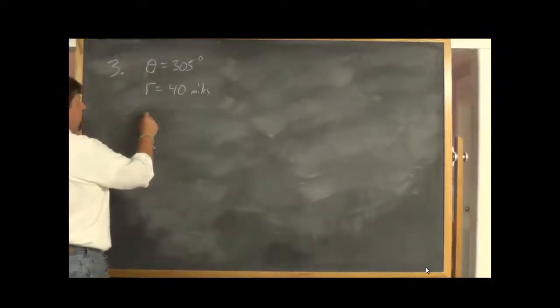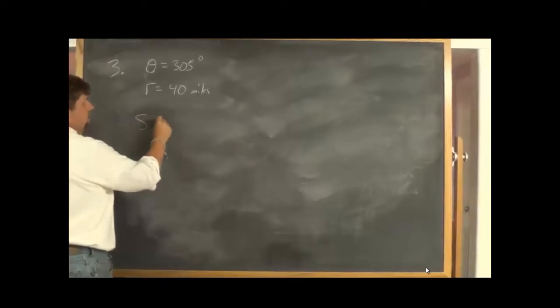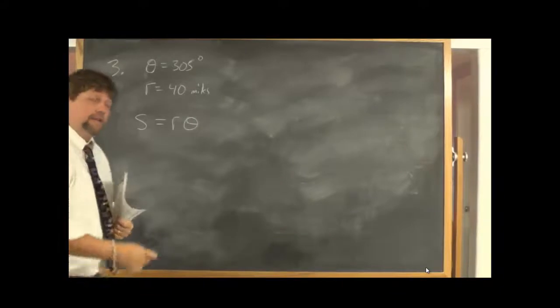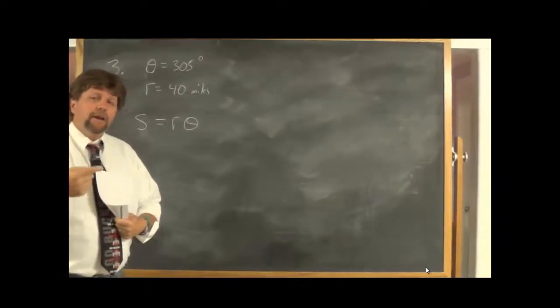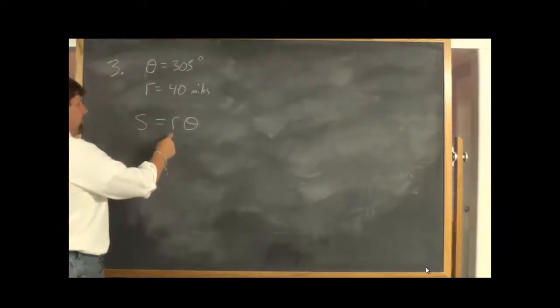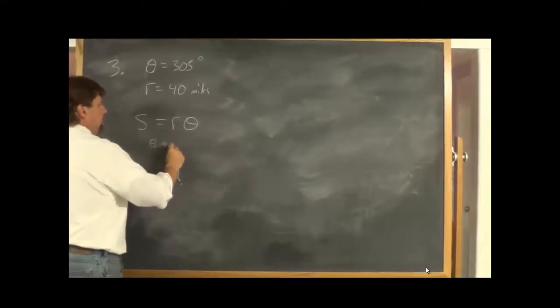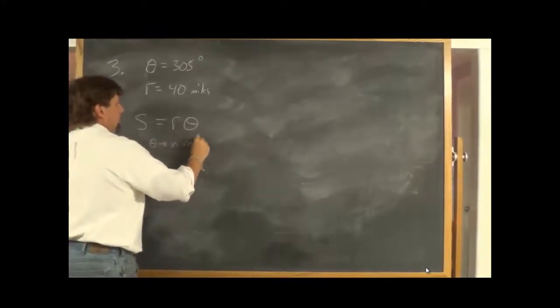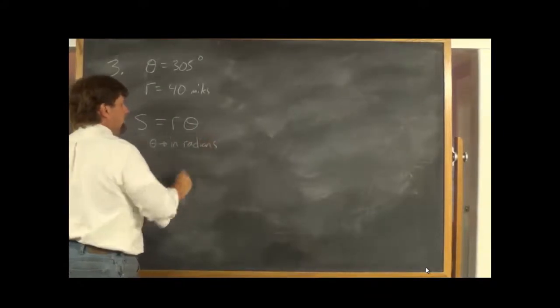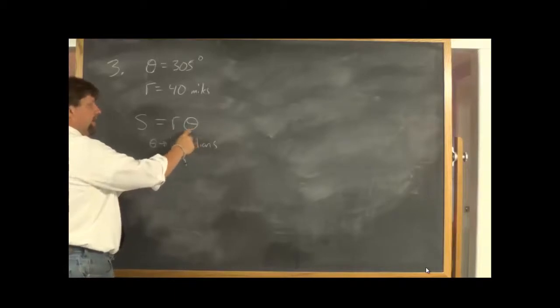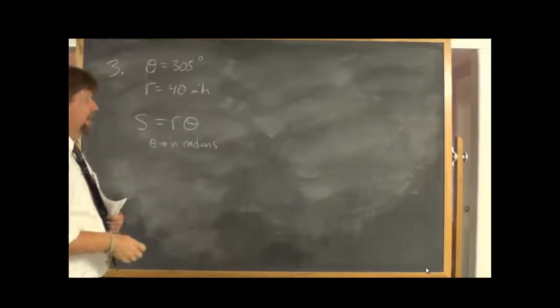The formula you need to find arc length, you need to know this formula: S equals r theta. Just like in your formula for the area of a sector of a circle, theta must be in radians. So S will be the arc length, r is the radius of the circle, and theta has to be an angle measured in radians.